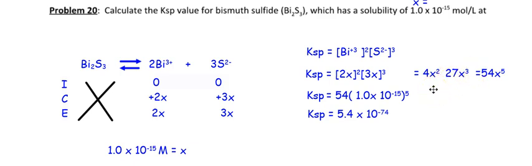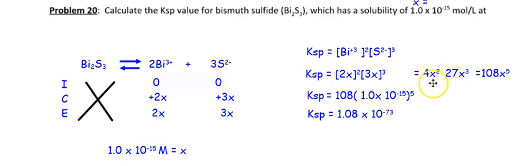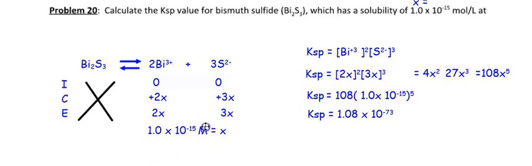And when you combine, you're like, whoops, that's not 54. What am I doing over here? Oh, I just fixed my boo-boo there. All right, so 4 times 27 is not 54, it's 108, X to the fifth. So here's my 108. Here's my X. X is my molar solubility, all right, that they gave me up here. So that is my X. So I took that to the fifth times 108, and you get 1.08 times 10 to the negative 73.